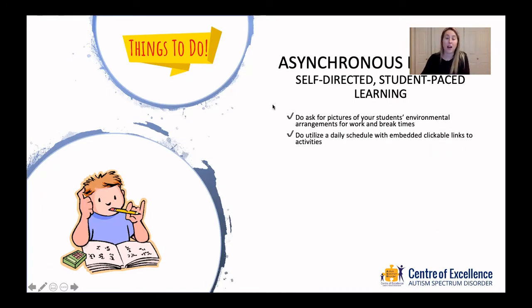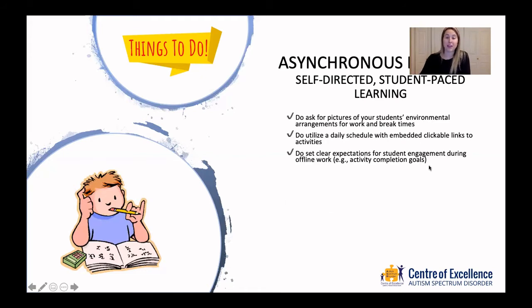You also want to maintain the routine of having a visual schedule with embedded clickable links. So when the student exits their class meeting and they go back to check their class schedule, they can just click on the asynchronous activity in order to be able to access it. In other words, they're redirected to the activity as opposed to having to follow a set of instructions in order to access the activity. So we're reducing the barrier for some students who have difficulty with multiple step instructions.